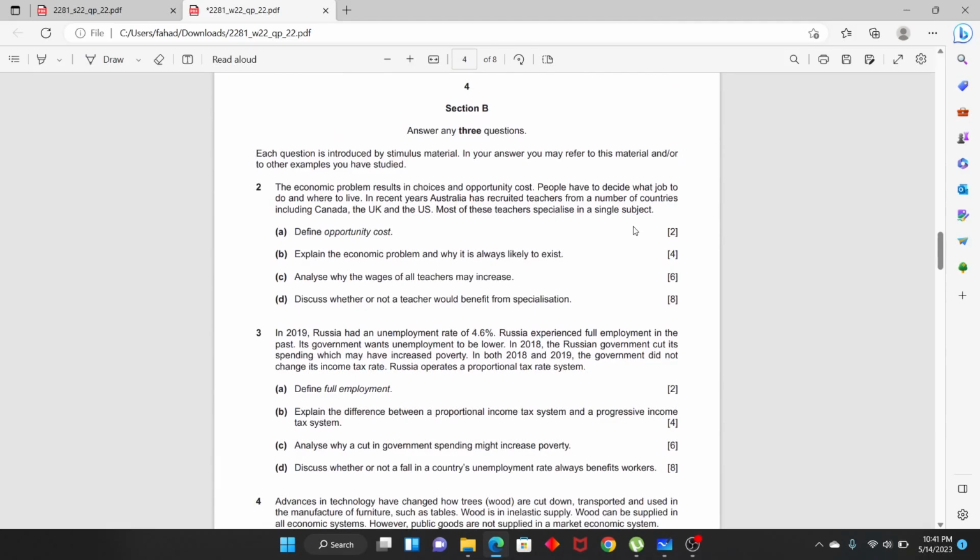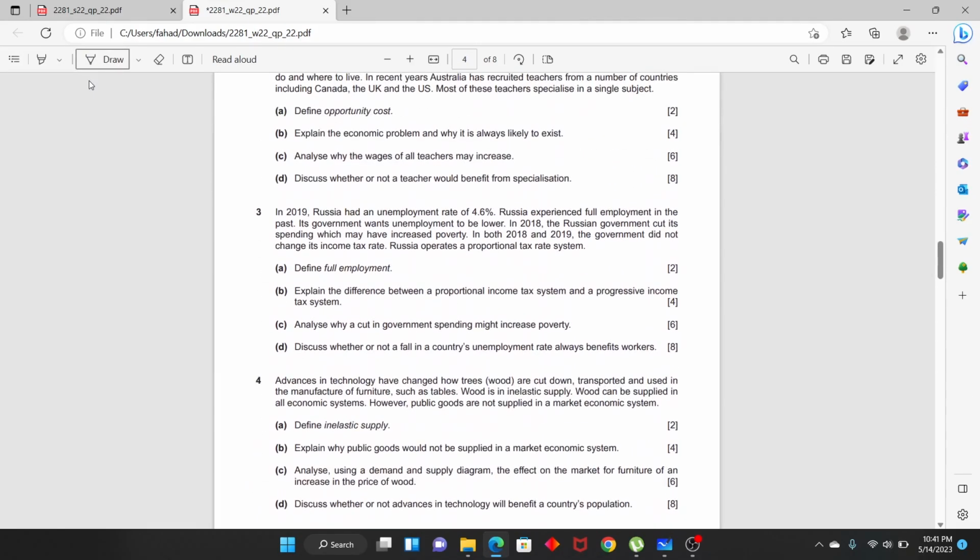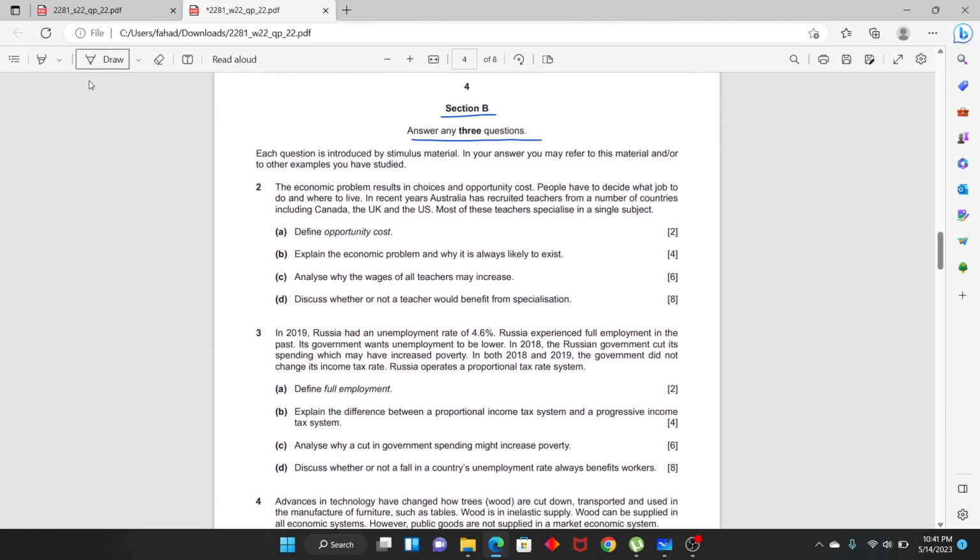And then after this, you have question number 2. Section B, answer any 3 questions. Let's see the choices which are available to you in this question. There are 5 questions in total, and you have to just select any 3. One thing that students are very happy about is that they have to leave 2 questions. This is not something good for them. Let me tell you why.